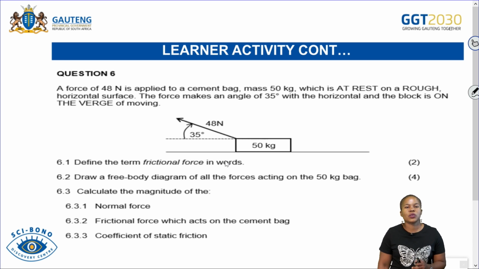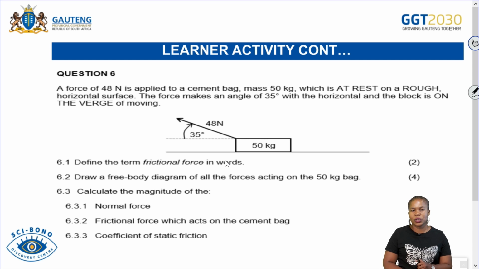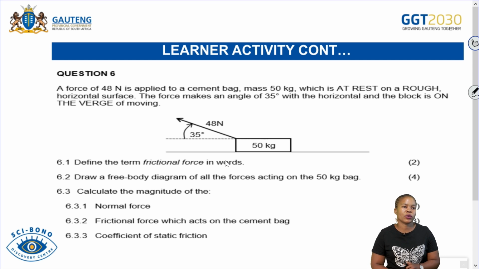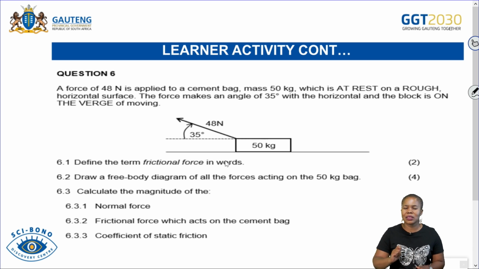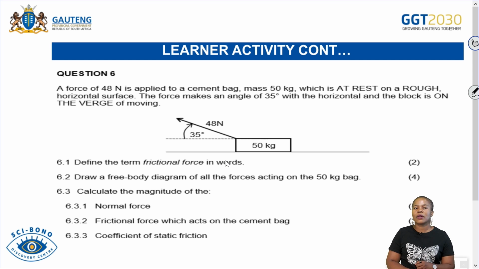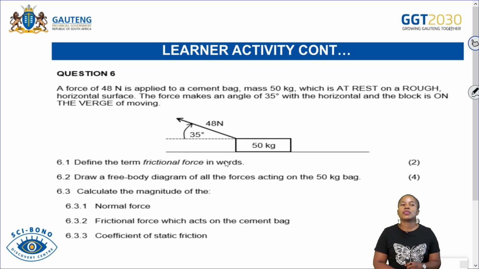And then the next one I want you to try out is the one that says a force of 48 newtons is applied to a cement bag, mass of 50 kg, which is at rest on a rough horizontal surface. Remember, read the statement that is provided to you. Highlight, underline the key concepts. What does rough horizontal surface mean? What does at rest mean? All of those things will give you a clue on how to best answer your questions. The force makes an angle of 35 degrees to the horizontal, and the block is on the verge of moving.